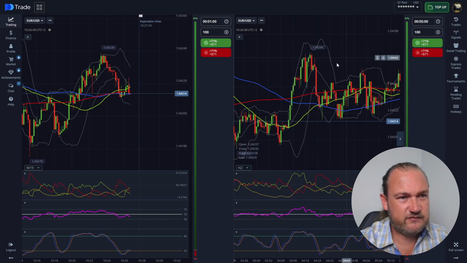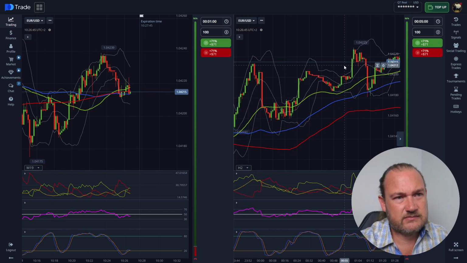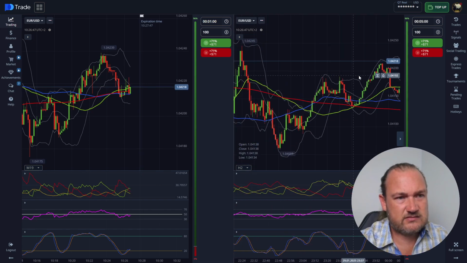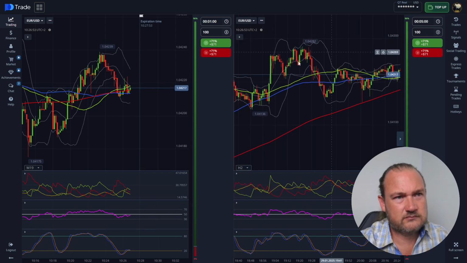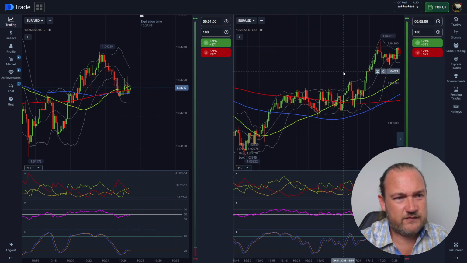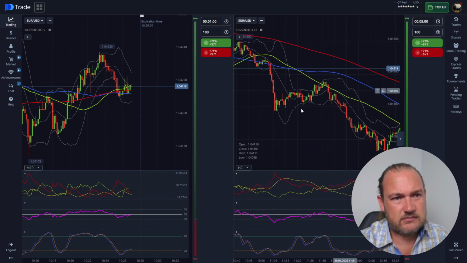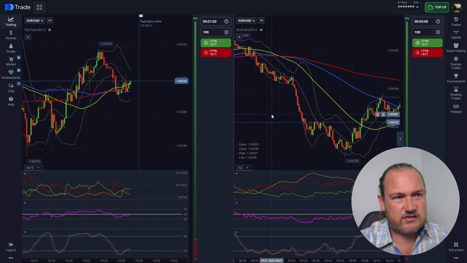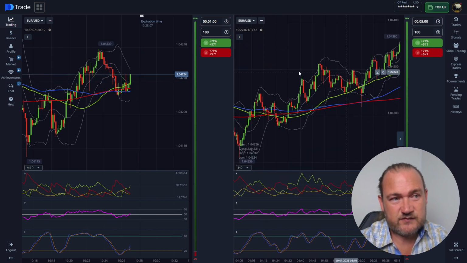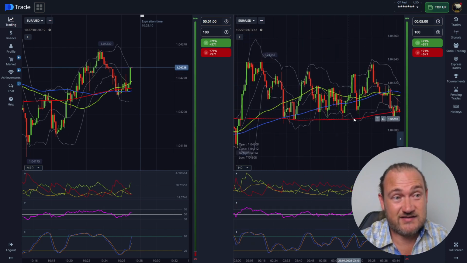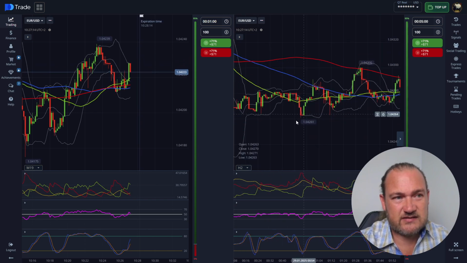Let me scroll back. Let's see if we can find an example of a Bollinger squeeze. It's not long enough. And once we find an example, I will explain how a Bollinger squeeze works. Just got to find a nice setup. So clearly, as I'm having trouble finding a decent entry, it's not something that happens quite a lot.